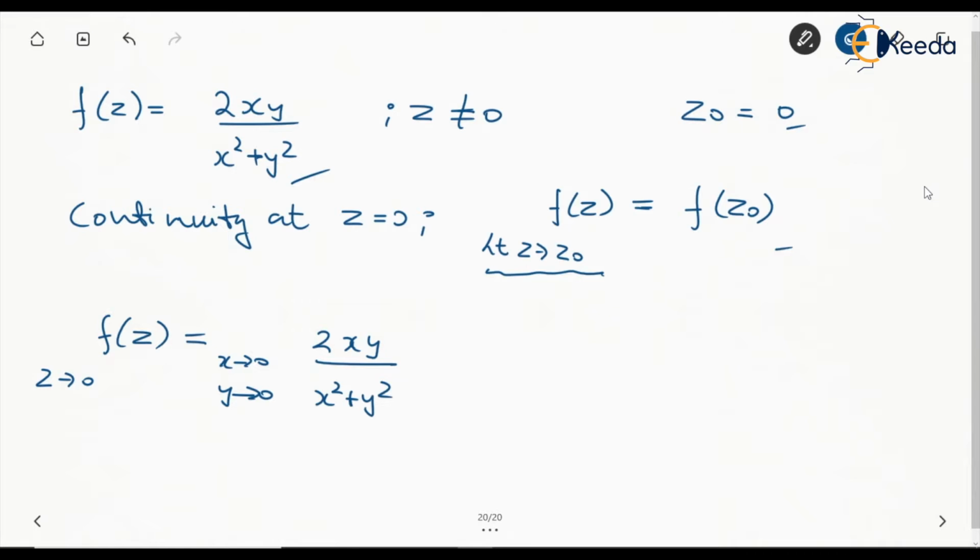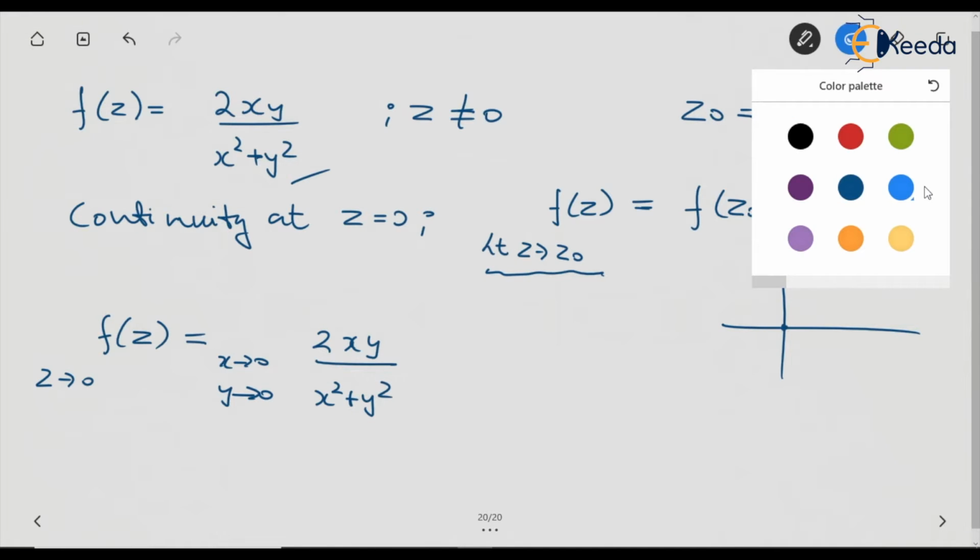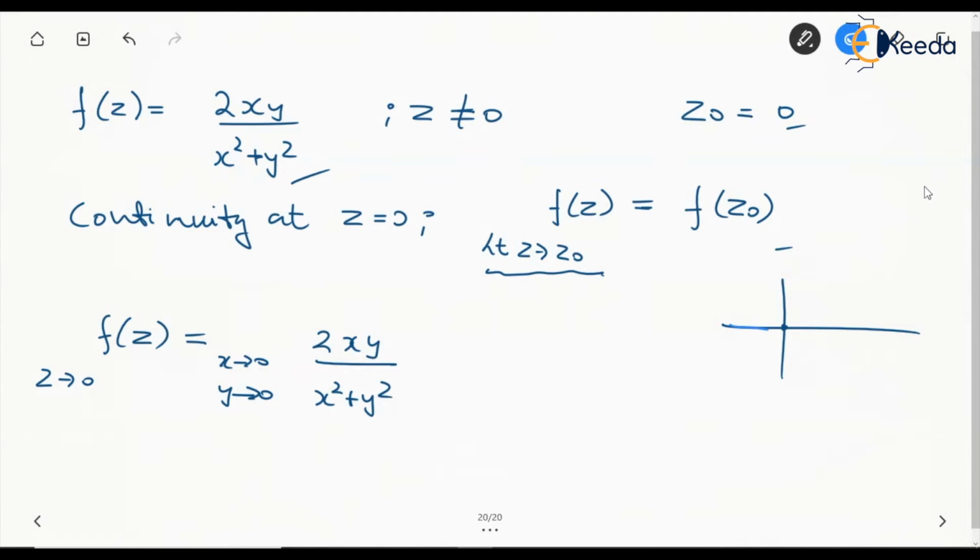So if we are approaching this z naught, let's see in the xy plane, this is that point. We may be approaching from the x-axis, maybe from the y-axis, maybe from here, or any direction. We must be approaching this z naught, right? Coming closer to this. That means it can be a straight line, it can be a curve, anything. So why not try? Let's see if we are approaching from a straight line, y is equal to mx, if we are having this limit constant.